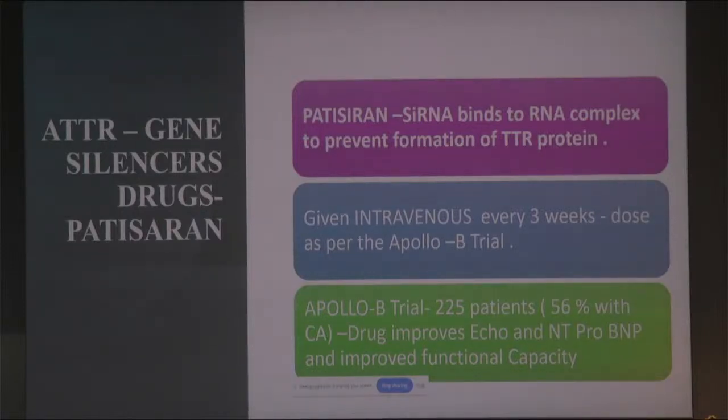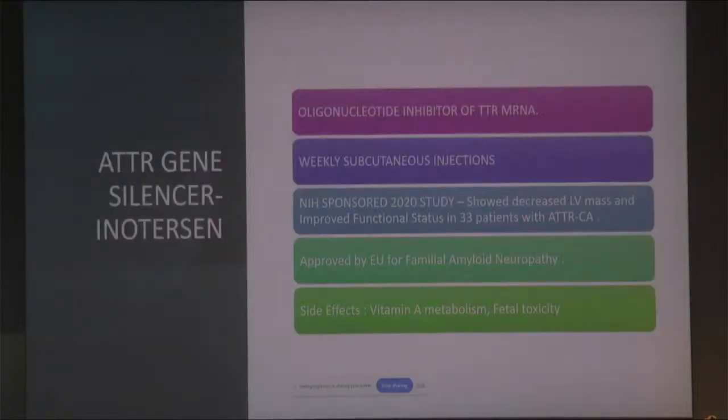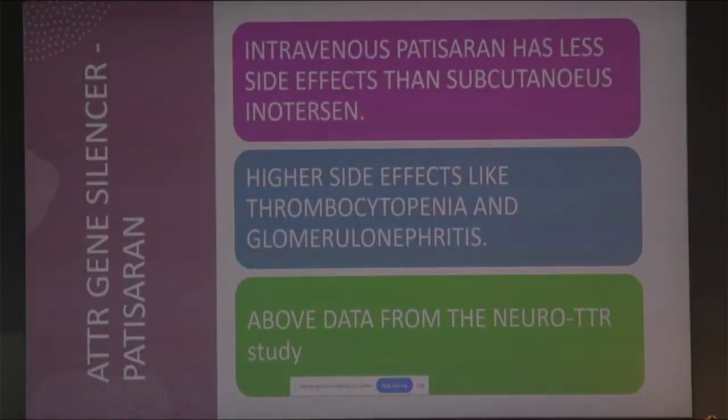So basically, patisiran is a small siRNA, a small RNA binding to the RNA complex, which prevents formation of TTR protein. Even intravenously, it was tried out in the Apollo B trial on 225 patients with positive results. The other drug is an ATTR gene silencer called inotersen, an oligonucleotide inhibitor given as subcutaneous injections, and it has been found to have some side effects like on vitamin A metabolism, etc. Out of that, intravenous patisiran seems to be much better tolerated than the other drug, inotersen, with higher side effects found with inotersen, like thrombocytopenia and glomerulonephritis.